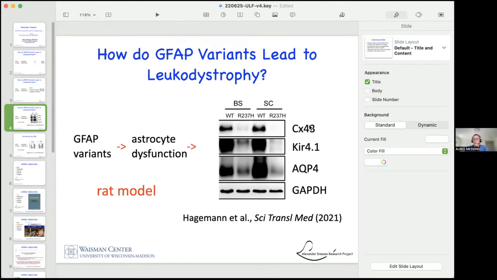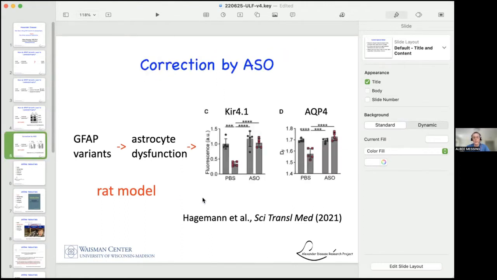Do you replace connexin 43, KIR 4.1, aquaporin 4? How many of these things do you have to fix in order to really provide a meaningful treatment? And the strategy we've been pursuing for several years is that all of this would be taken care of if we just get rid of the GFAP. And that's what led to the experiments with antisense. And this is a figure also from that rat paper published in 2021 for KIR 4.1.